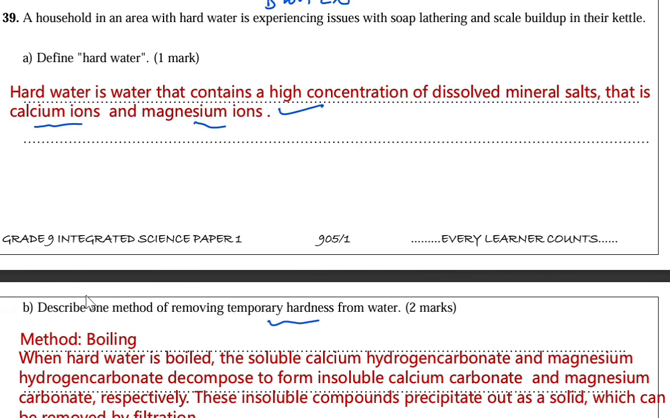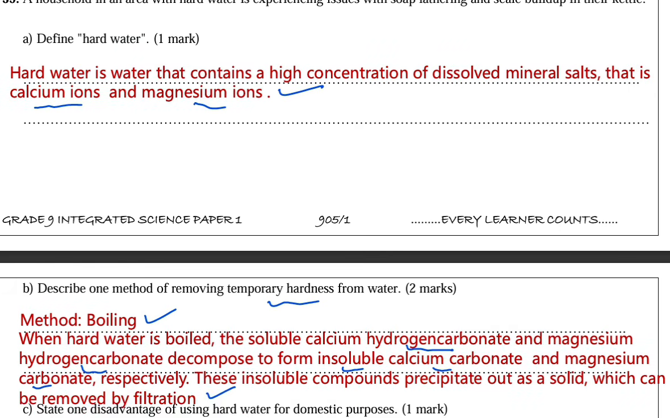So the method we can use boiling. Now that boiling removes temporary water hardness. So how do we explain? So when hard water is boiled, the soluble calcium hydrogen carbonate and magnesium hydrogen carbonate decompose to form insoluble calcium carbonate and magnesium carbonate respectively. So these insoluble compounds precipitate out as solid, which can be removed by filtration. So that is how we can remove by boiling.